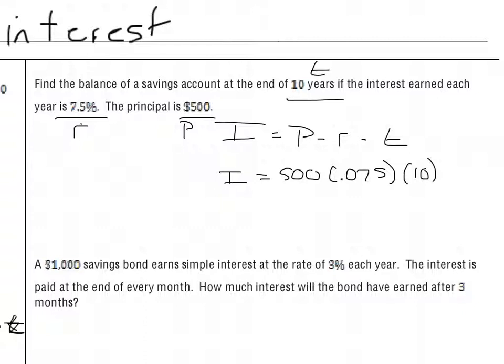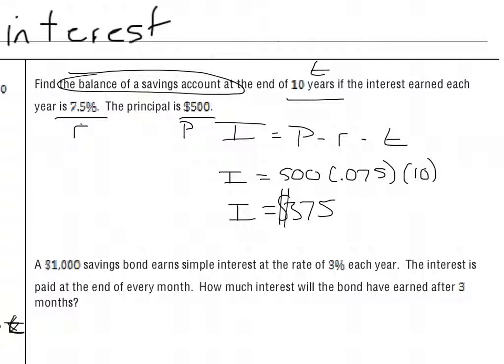And when we do this, this is really just a bunch of multiplication. You can put this all in the calculator. We should get $375. Now, let's be careful here. We look at this question, it says to find the balance of the savings account. So when you go back to the bank, you're not just going to have the $375 there, you're going to have your principal sitting there as well, however much you gave to the bank in the first place.